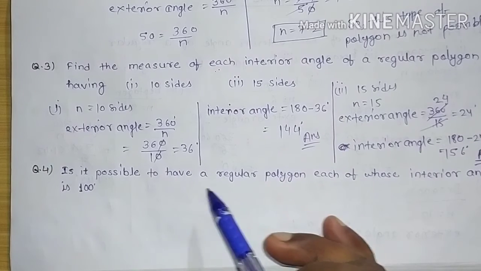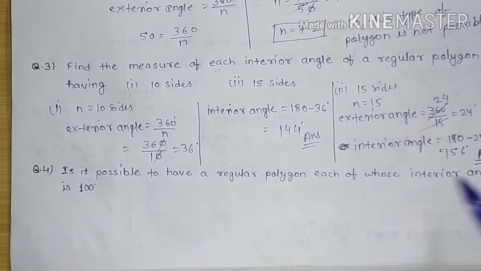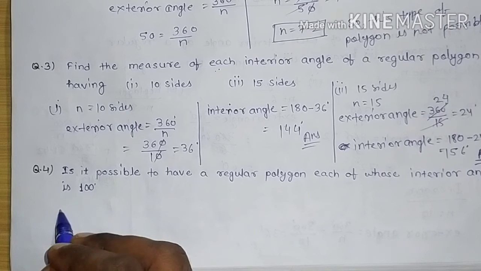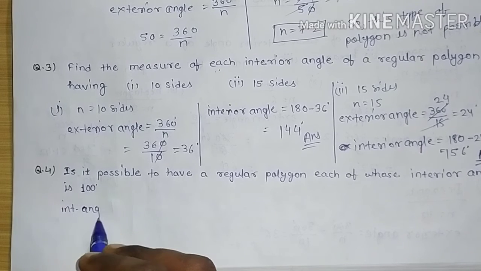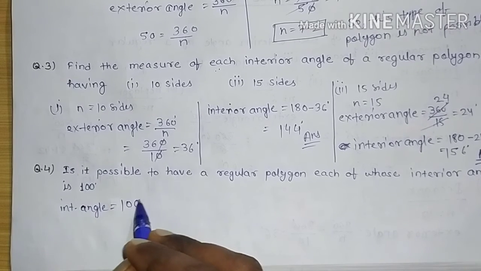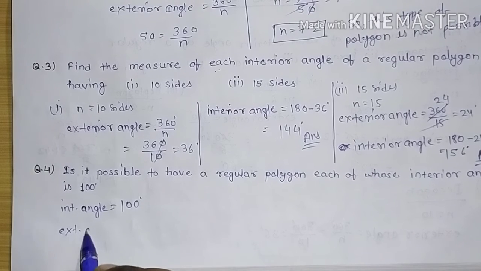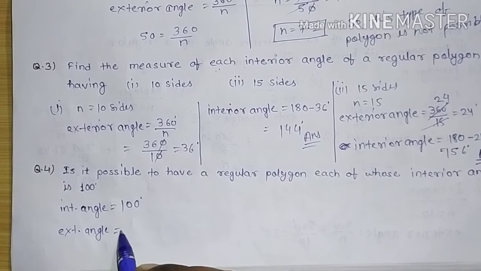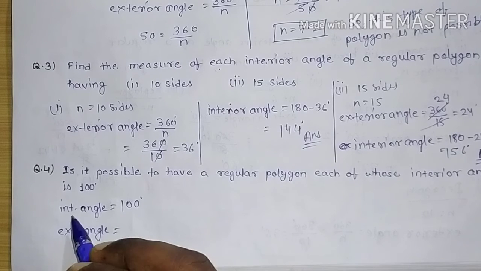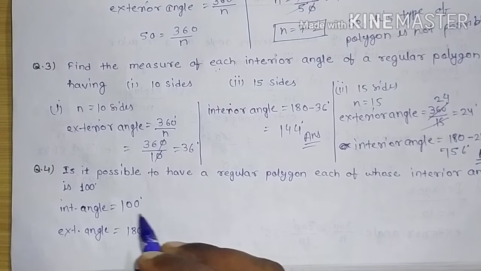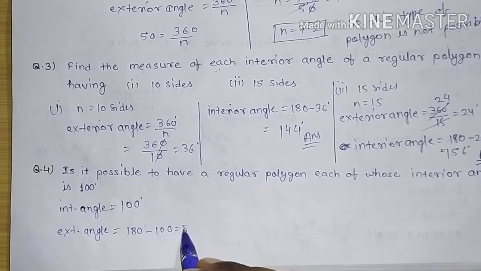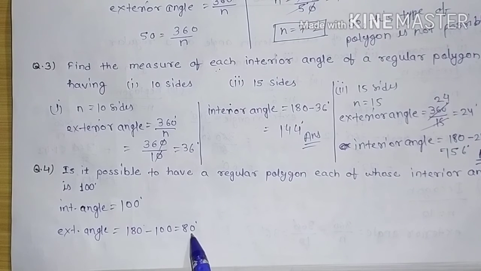Is it possible to have a regular polygon each of whose interior angle is 100 degrees? The interior angle is given here: each interior angle equals 100 degrees. Here we have to find each exterior angle, and we know that it is 180 degrees minus the interior angle, that is 100 degrees. So this is 80 degrees. Each exterior angle equals 80 degrees.